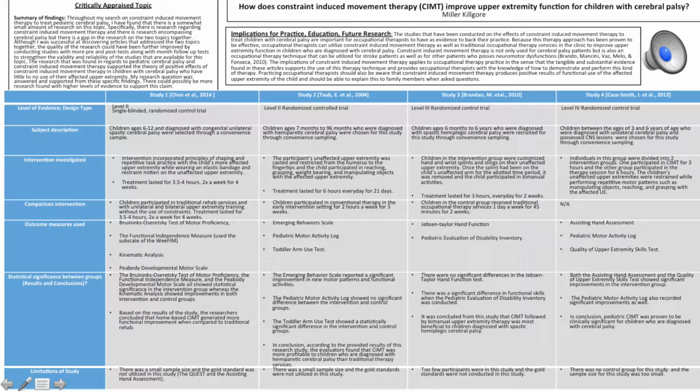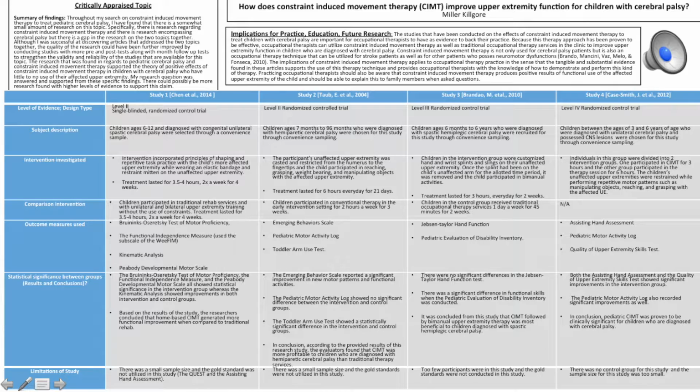The last study had children between the ages of 3 and 6 years who were diagnosed with cerebral palsy. Individuals were divided into two intervention groups. One participated in CIMT for 3 hours, and the other group participated in a therapy session for 6 hours. The children's unaffected upper extremities were restrained while performing repetitive motor patterns such as manipulating objects, reaching, and grasping with the affected upper extremity. There was no control group for this study.